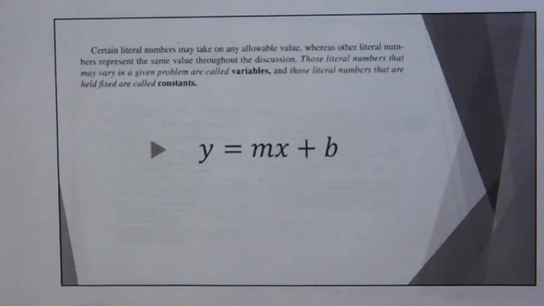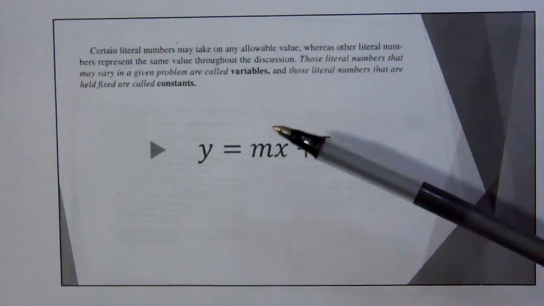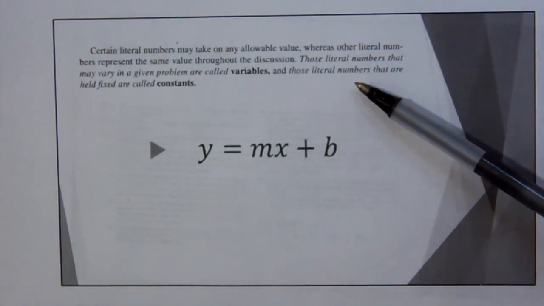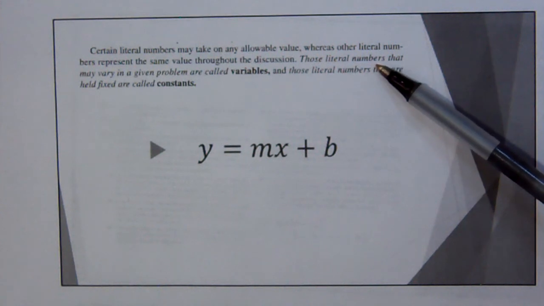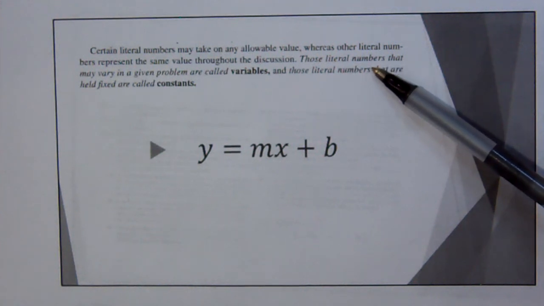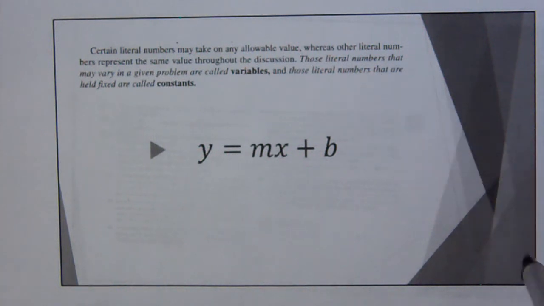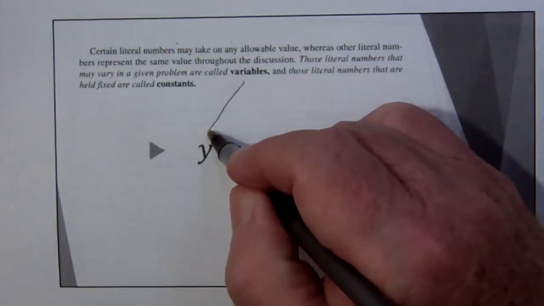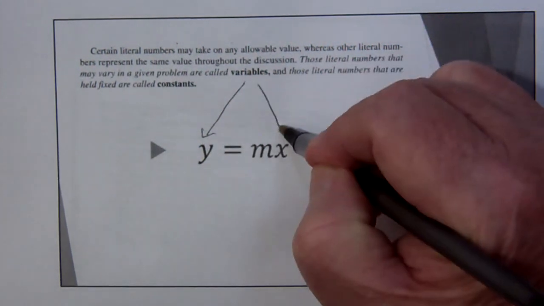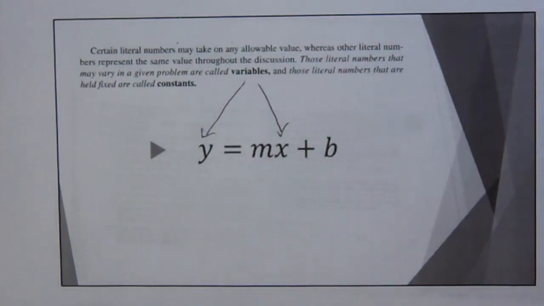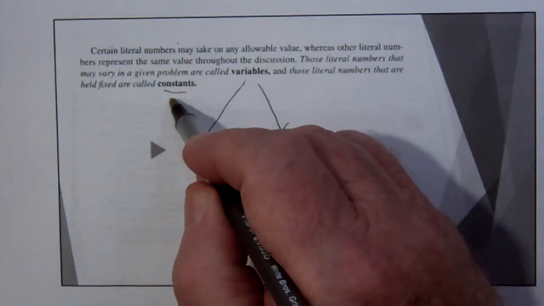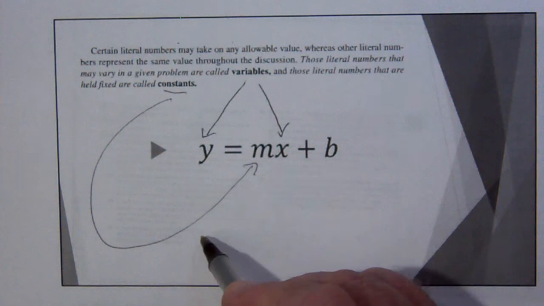Often we will also have formulas which contain letters representing numbers. These numbers are called literal numbers. Certain literal numbers may take on any allowable value, whereas other literal numbers represent the same value throughout the discussion. These literal numbers that may vary in a problem are called variables. Here, the variables are the x and the y, and the literal numbers that are held fixed are called constants, and the constants here are going to be m and b.